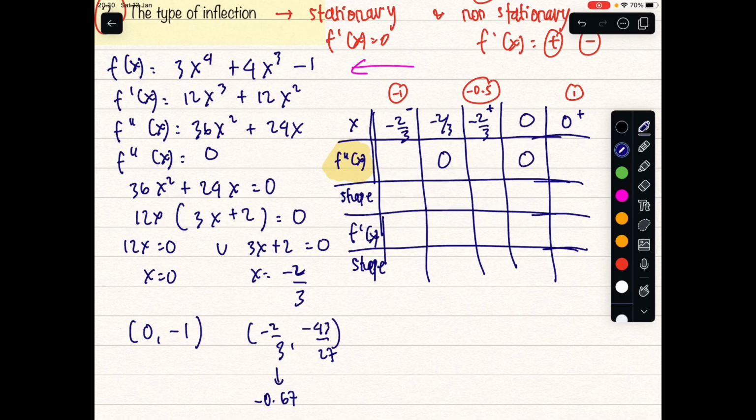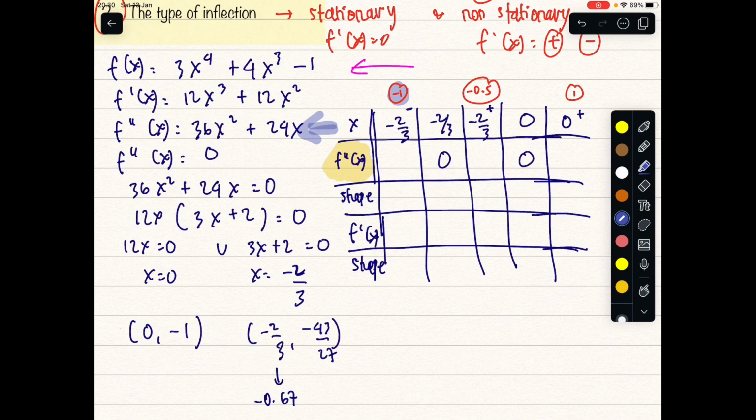Okay, let's input negative 1, the one that we chose for the left side of negative 2 over 3. We're going to put it in the second derivative. We're going to put it here. People, can you see the arrow?